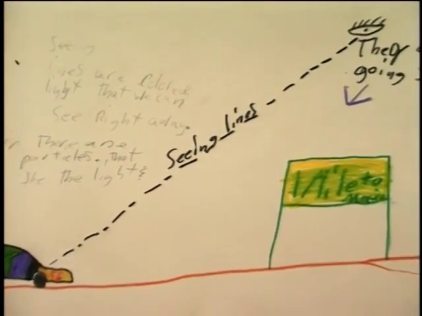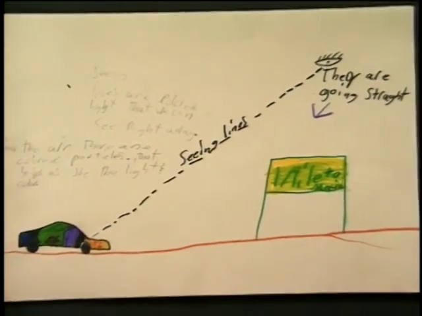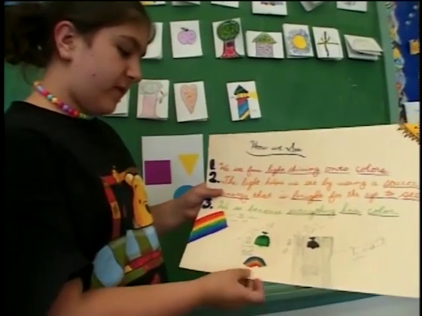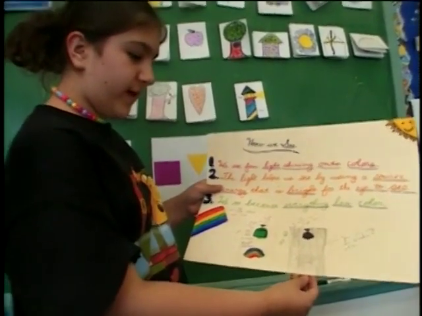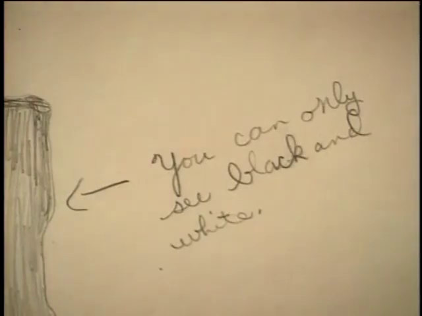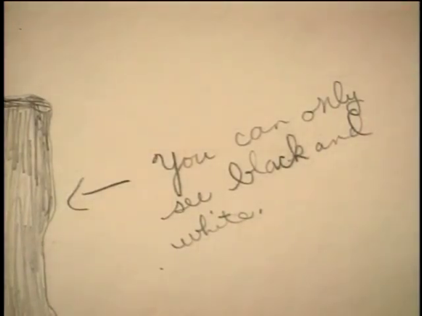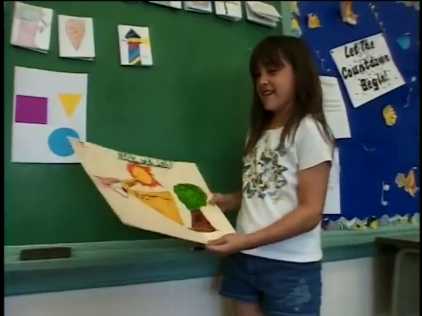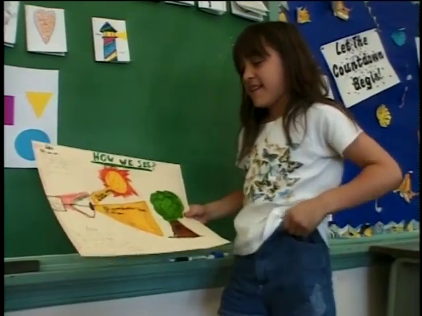Well, a lot of people think we can see in the dark, but all we will see is black and white, and we need either seeing lines or something to look at. This is the room where the light is on, and this is the room where the light isn't on. And over here it says you can only see black and white when it's dark. And here you can see colors when the light is on. How we see is we use light because we can't see without light.